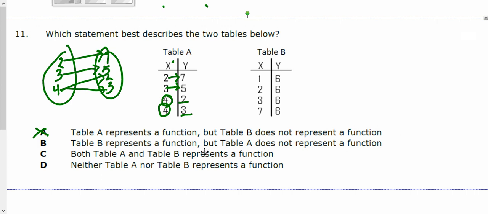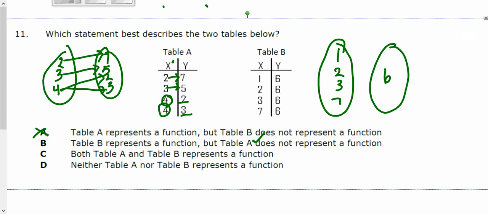Table B represents a function, but table A does not. Well, you're right, table A does not. So let's look at table B. 1, 2, 3, and 7. Okay, so those are my inputs, 1, 2, 3, and 7. And 6, 6, 6, and 6. So my output for each of them is 6. But 1 has one output, 2 has one output, 3 has one output, and 7 has one output. So that means this one is a function.